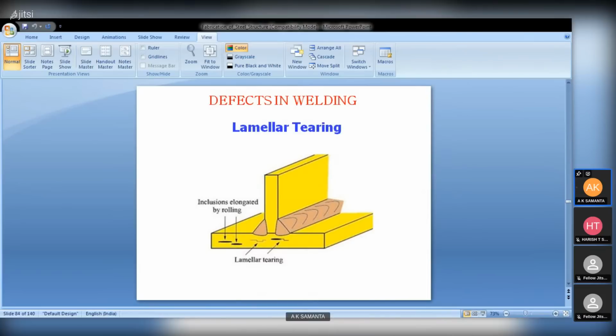Then lamellar tearing. Let me describe it a little bit. It is not exactly a defect of welding. Rather, it is a defect of the parent material itself. When the parent material was rolled in the steel plant, due to some reasons, some crack took place during the rolling. However, it was not detected at that time. But after welding, when it shrinks or pulls down, some pulling force will be created. As a result, that crack will be widened. That is called lamellar tearing. Though it is a defect of rolling, it is only viewed during the welding. That's why this type of defect is clubbed with welding defects.